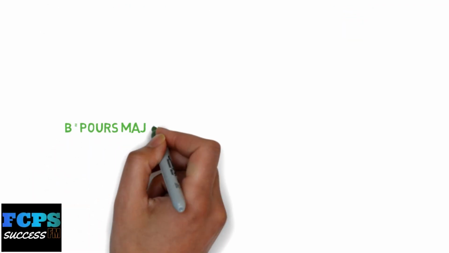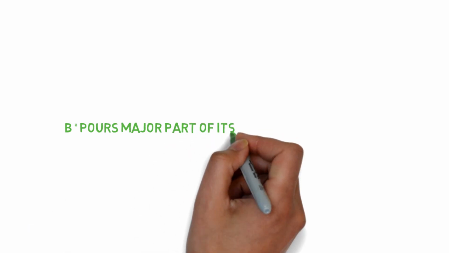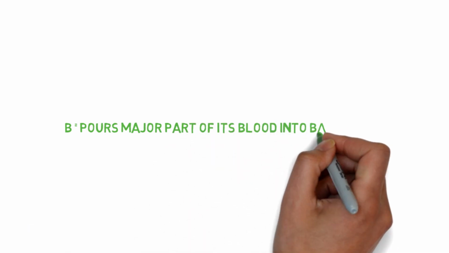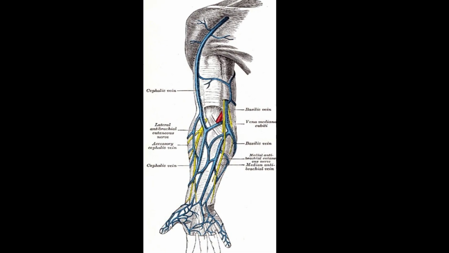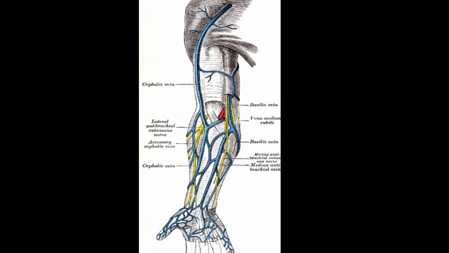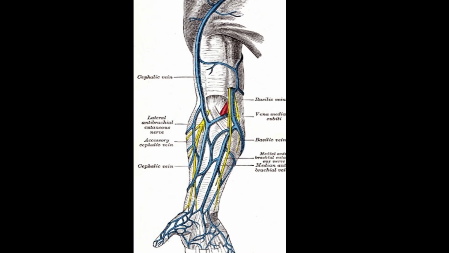So the correct answer in this scenario is option B. It pours major part of blood into basilic vein, and it is formed on the lateral side of the dorsal venous arch in the anatomical snuff box. So option A is false.